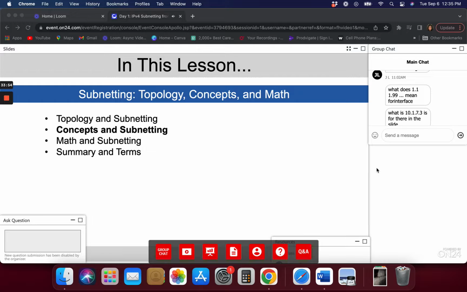So RC, I don't know if the other answer got you what you were asking for in the group chat, but yes, it's really a design tool.